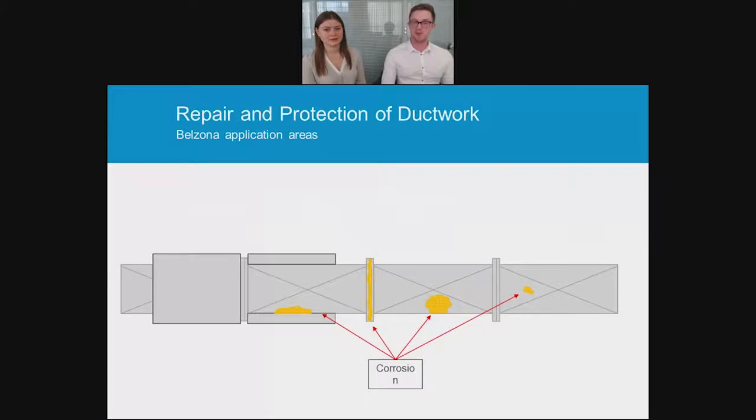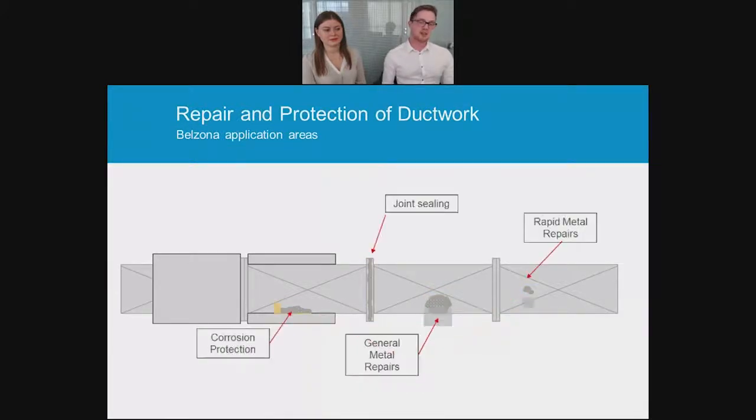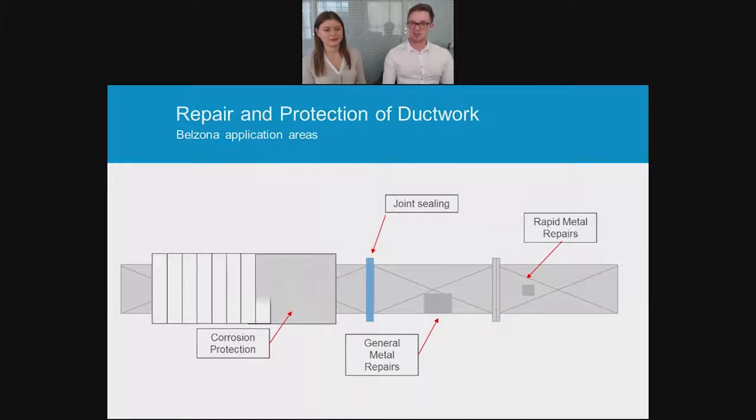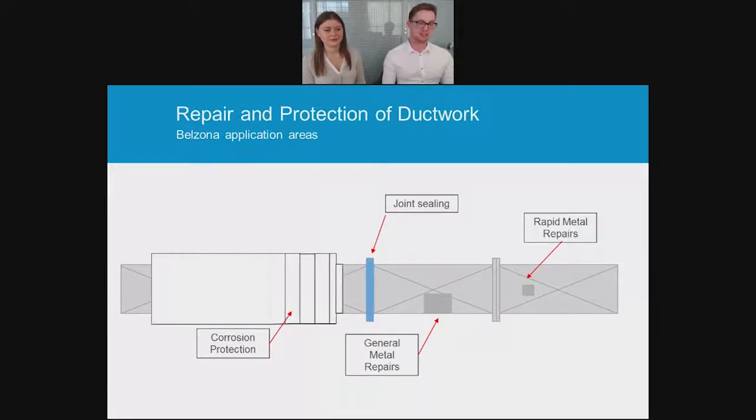Belzona's flexible repair materials can restore these joints and seams as a long-lasting solution. Sealing at the interface between where the roof and the ductwork meet can also be achieved with these same Belzona flexible membranes, and the complex contours themselves are quite difficult to coat. So a system which can cope with being applied at various angles is always a positive. Again, these Belzona materials can be used for protecting both the internal and the external of the ductwork, as well as T-pieces, elbows, and other difficult to coat areas.